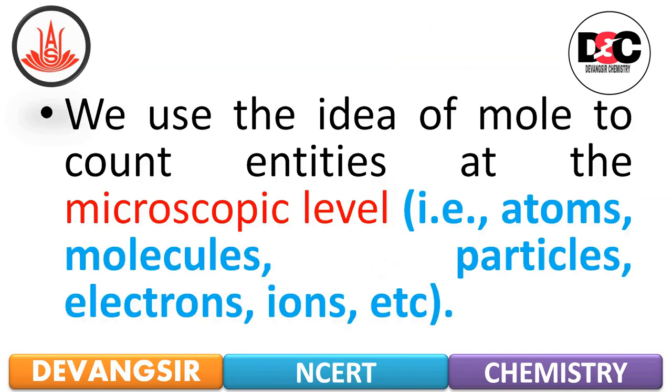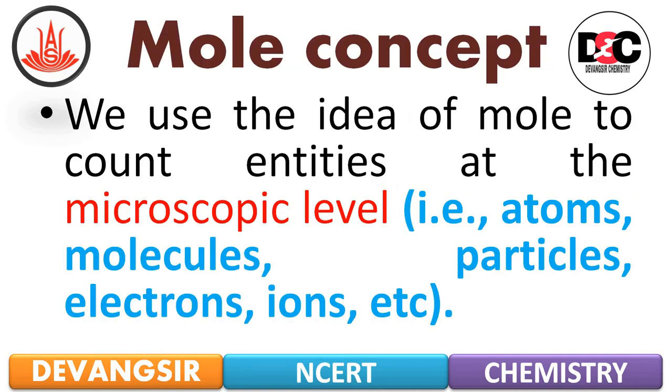In the same manner, we use the idea of the mole to count entities at the microscopic level. There are two levels: the macroscopic level and the microscopic level. When you talk about the small scale, it is the microscopic level, and when you talk about the bigger scale, it is the macroscopic level. Here we are talking about the microscopic level, that is atoms, molecules, particles, electrons, ions, etc.